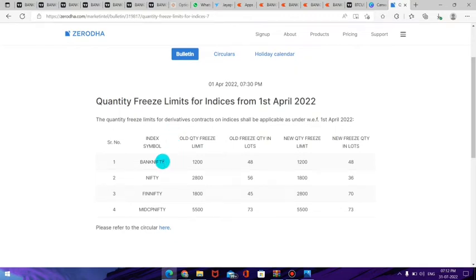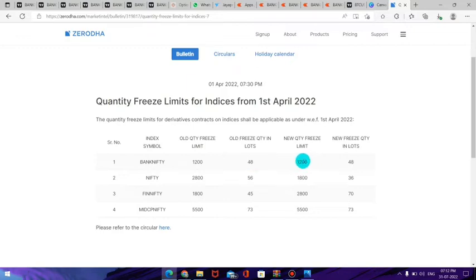Right now you can see for Bank Nifty, for the previous year, that is 2021, it was almost 1200 quantity, that is 48 lots. A particular trader can trade only 48 lots at the same time. He could not place more than 48 lots. If you place it, it will be rejected. So this is the freeze limit.